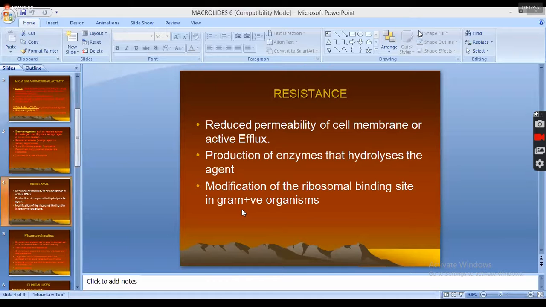Then the binding site, everything is okay, the porin channels are okay, there is no efflux pump, and the drug effectively enters by passive and active transport inside the cell. Its concentration increases, but there is some change or mutation or modification at the receptor site, the 50S ribosomal subunit, which has to be recognized by the drug to bind and produce its effect. So if there is some modification in the ribosomal binding site in gram-positive organisms, which is common. Now, remember one thing, the efflux pump is common in gram-negative pathogens, and the modification at the ribosomal binding site is common with the gram-positive organisms.